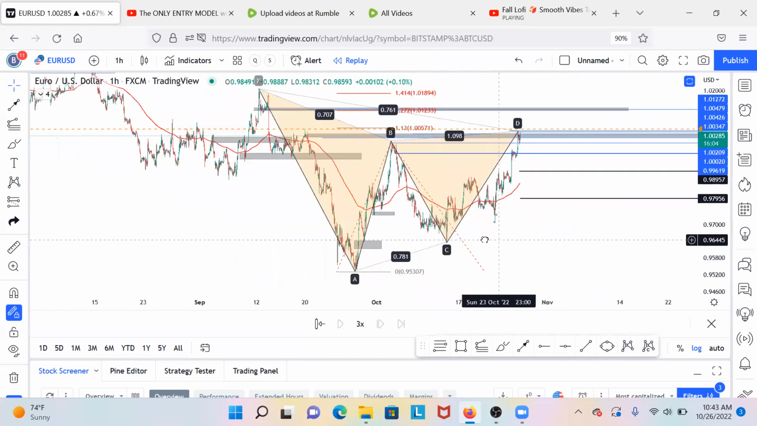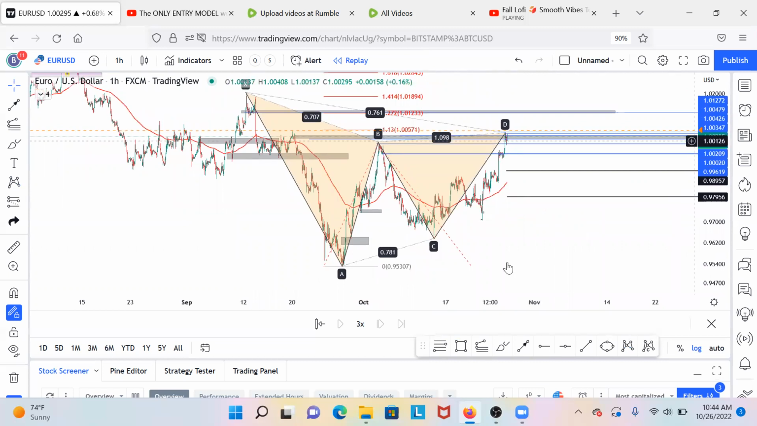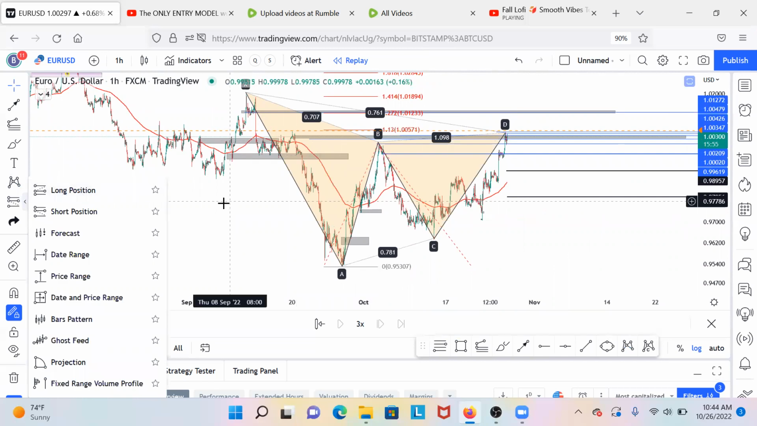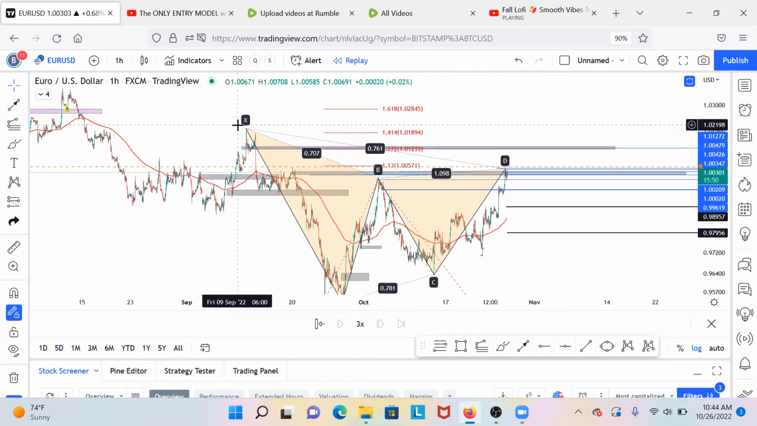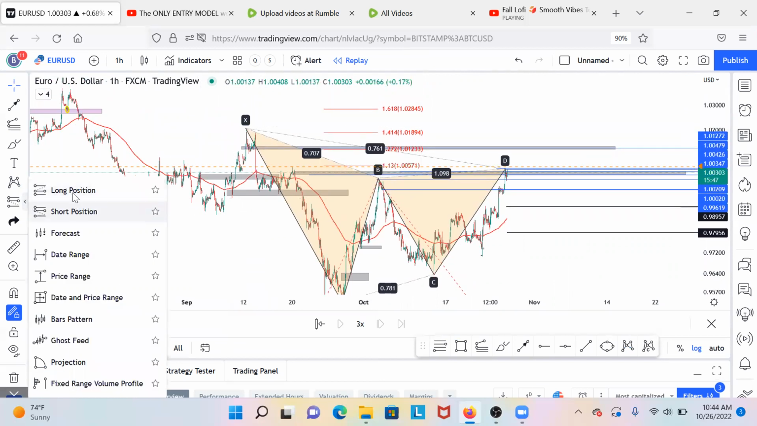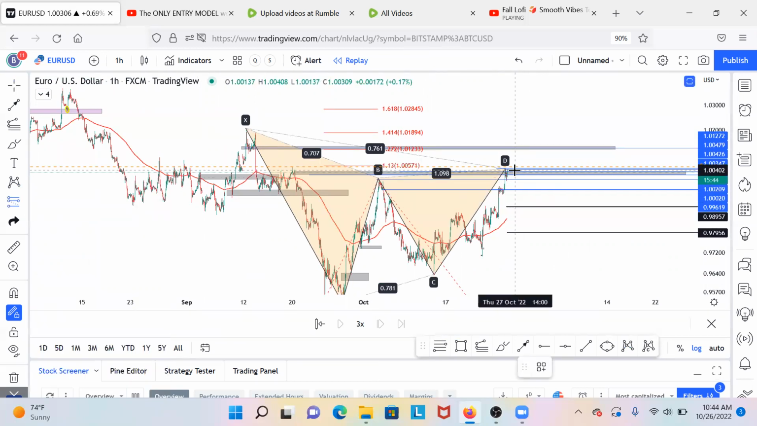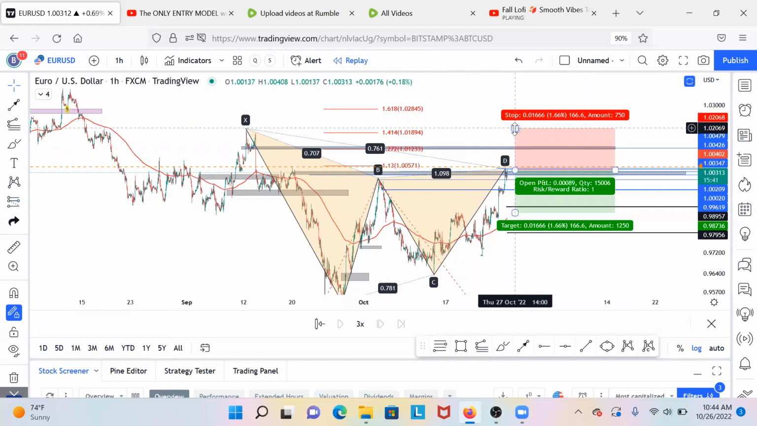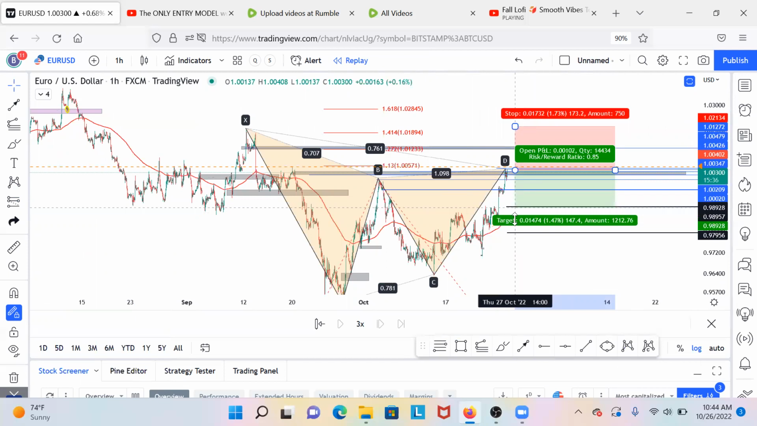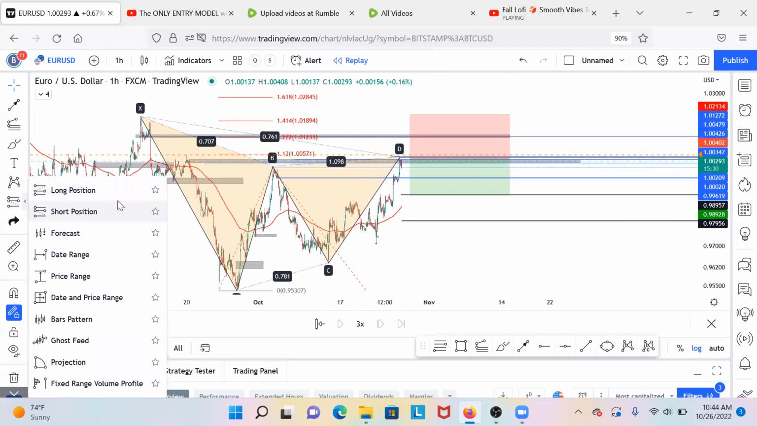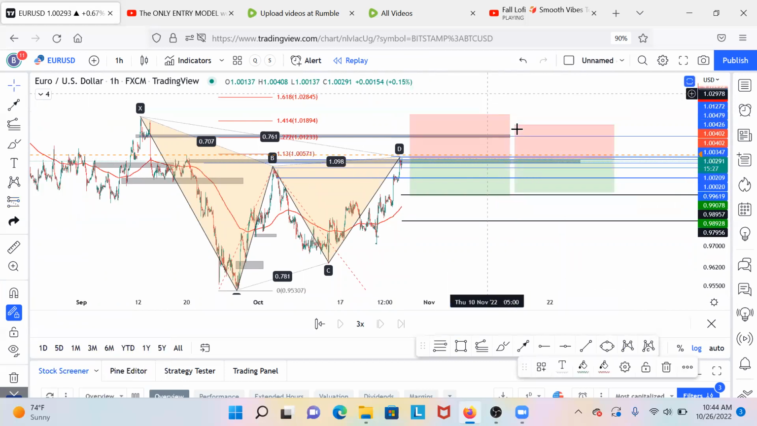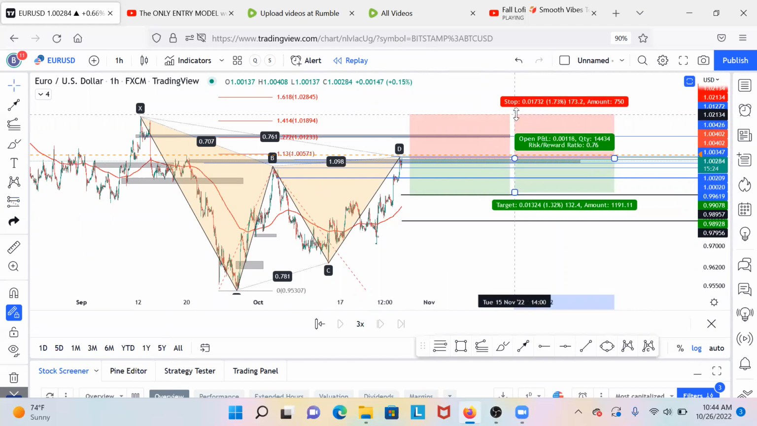So looking at this setup, we can go ahead and get ourselves involved in that trade. I would put my stops up here right above my X leg. That's where they typically go, right above your X leg. And then we're looking at short positions back down here to this level right here for TP1, and then TP2 will be right over here as well. So we got our take profits and stop losses identified.